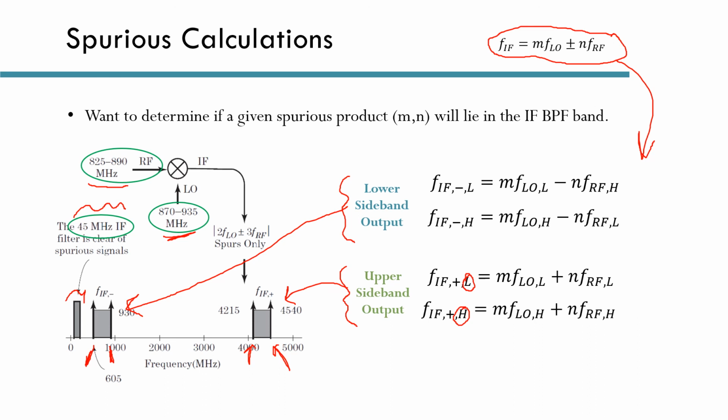So in this example, they want to know if the 2x3 spur will lie inside the IF bandpass filter. By doing the calculations, we find that these are the two bands at the output for the 2x3 spurs, and none of them lie inside our IF bandpass filter right here. So everything is fine and we're all happy. And that's it. Lovely, lovely, lovely concept.